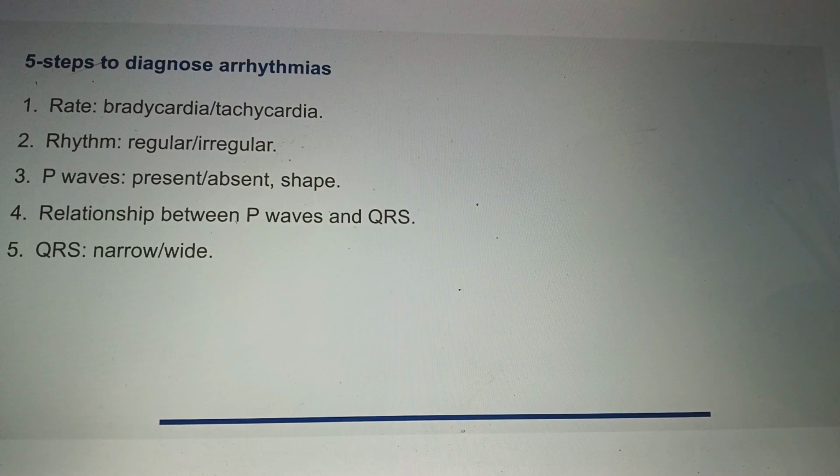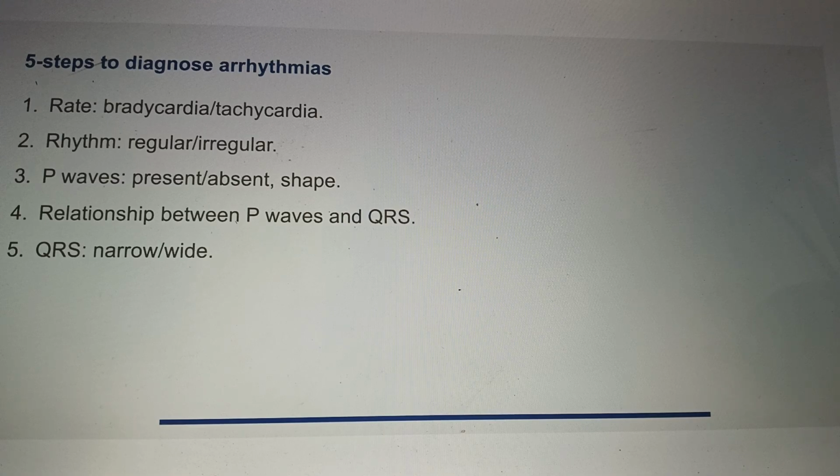Here we go. These are the 5 steps to diagnose the arrhythmias. First, the rate. You should check the ECG for how much is the rate, whether it is bradycardia below 60 or whether it is tachycardia above 100. Then you will check the rhythm, whether the rhythm is regular or irregular. That means 2 R peaks should be evenly spaced in an ECG. RR interval should be the same.